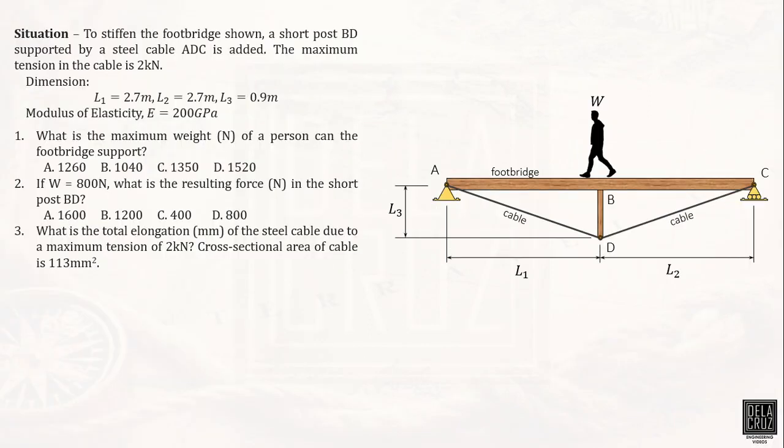To stiffen the footbridge shown, a short post BD supported by steel cable ADC is added. The maximum tension in the cable is 2 kilonewtons. We have here the dimensions and the modulus of elasticity. For part 1, what is the maximum weight of a person the footbridge can support? For part 2, we have here the W given, the resulting force on short post BD. For number 3, what is the total elongation of the steel cable?